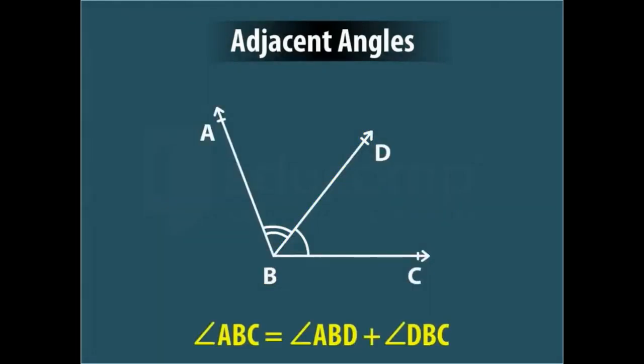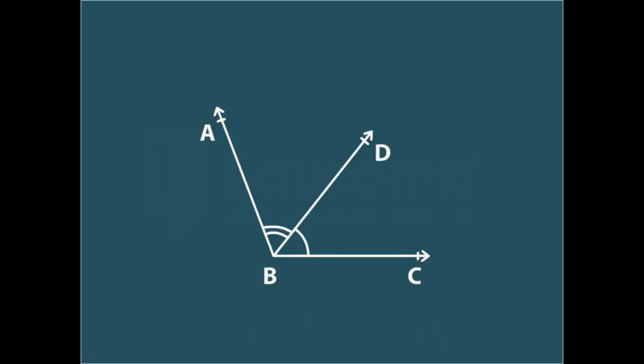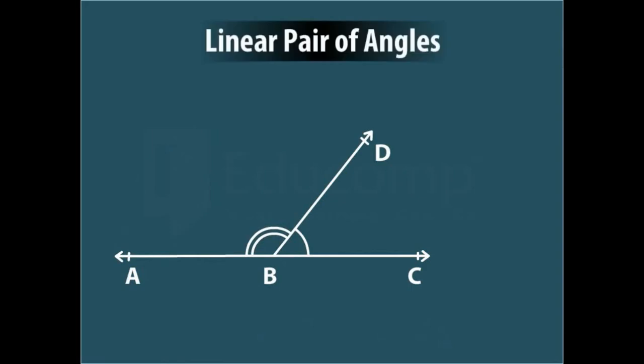Also, the sum of the two adjacent angles is always equal to the angle formed by their two non-common arms. If two non-common arms of two adjacent angles form a straight line, they are called linear pair of angles.